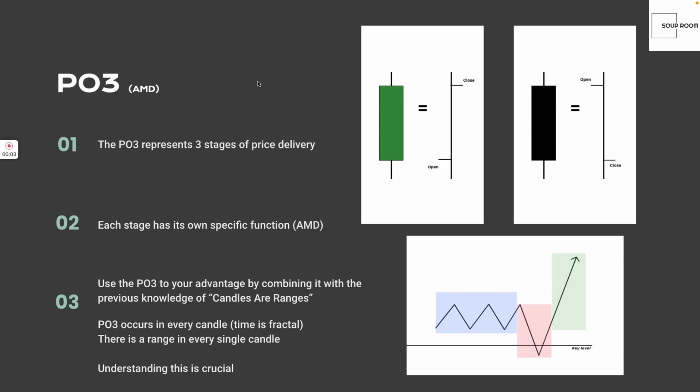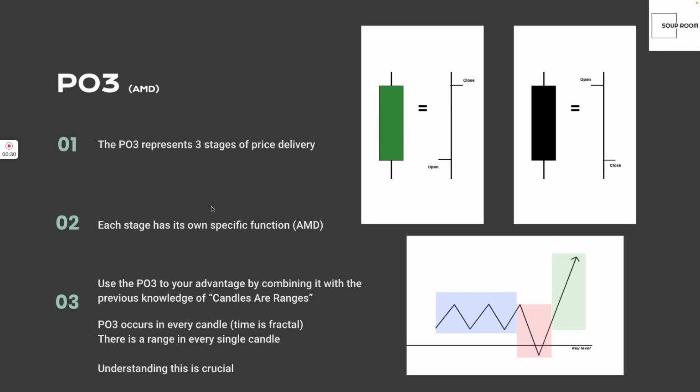The power of three, also known as AMD, accumulation, manipulation, distribution. The power of three represents 3 stages of price delivery. Once again, accumulation, manipulation, and distribution. Each stage has its own specific function, as I just mentioned before.